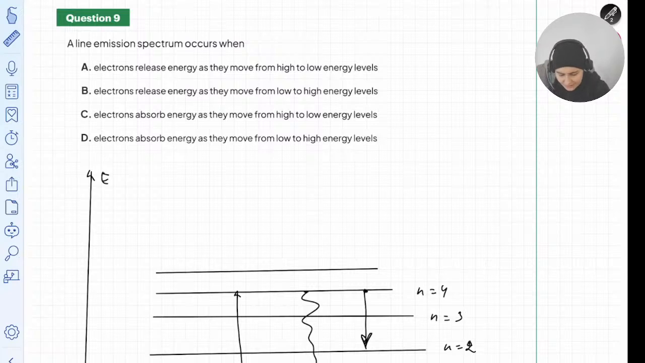So, well, yeah, it will help, because we know that a line emission spectrum occurs when... So the energy, is it absorbed or released? So we see the line when the energy is released, right? When it falls down. So it's not C, it's not D. And then energy is released when electrons move from high to low. So it is A. From higher to lower energy level. Right. That's fine.